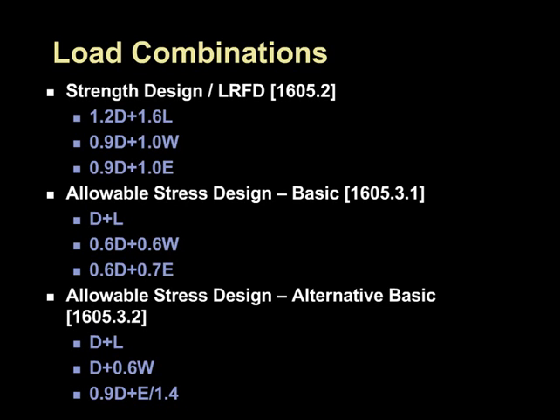Now there's another type of allowable stress design combination in the IBC, and this is called the alternative basic. You'll recognize dead plus live as the same, but what's fundamentally different is the low gravity overturning combination. That actually has 0.9 dead plus E over 1.4. E over 1.4 is essentially the same as 0.7 E, but 0.9 dead is obviously very different than 0.6 dead.